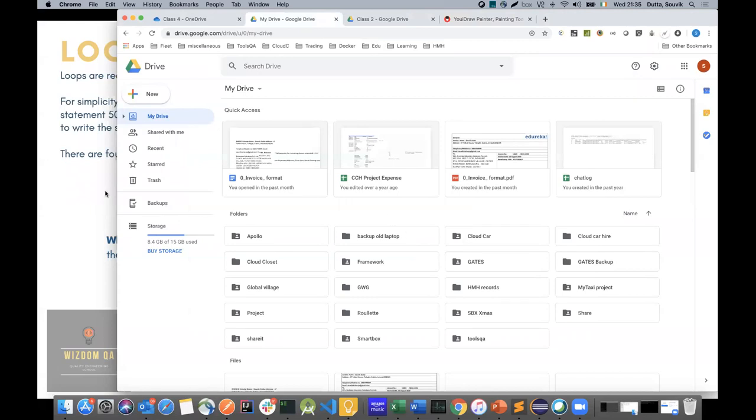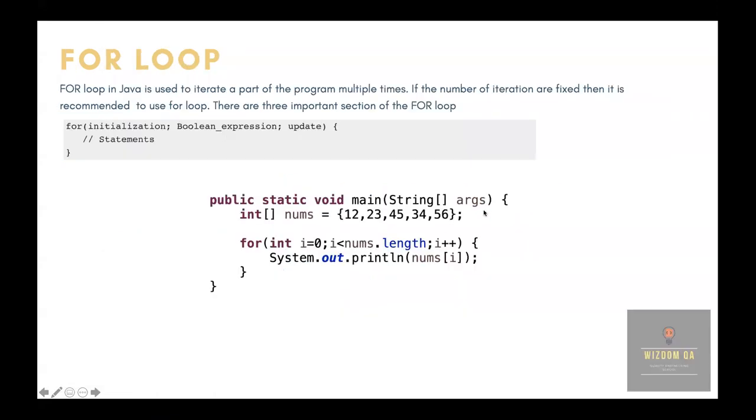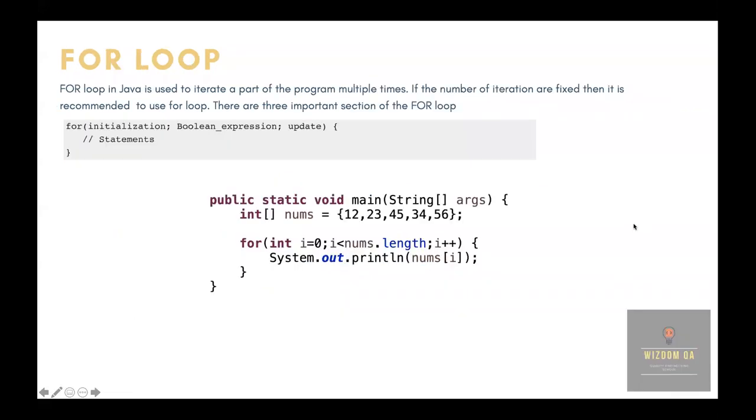So now that we have this, with loop, it says a for loop is used to iterate a part of the program multiple times. If the number of iterations is fixed, then it is recommended to use a for loop, right? So let's go ahead and see the for loop. The for loop in Java is used to iterate a part of the program, the same thing I'm writing actually.